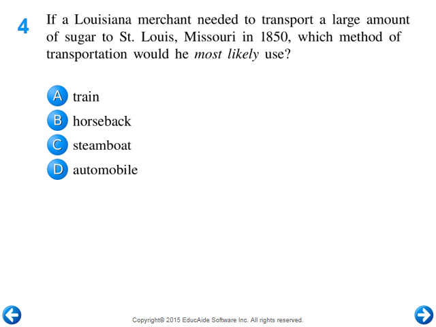On to number four. If a Louisiana merchant needed to transport a large amount of sugar to St. Louis, Missouri in 1850, which method of transportation would he most likely use? All right, 1850. We have trains, but trains are still, I don't want to say in their infancy, but they're not as effective as they are later on in the 19th century. Horseback is a very limited means of transportation. The automobile hasn't even been invented yet, which basically leaves your only option as C, the steamboat.